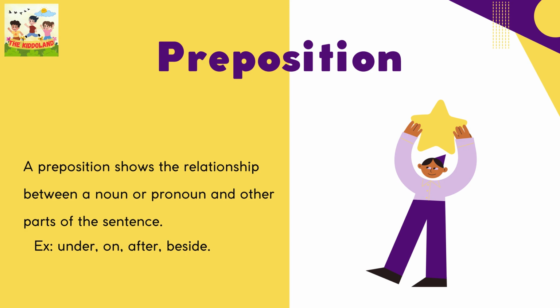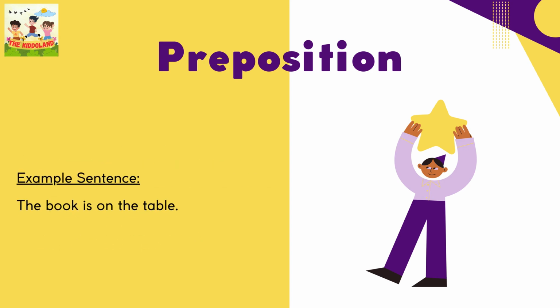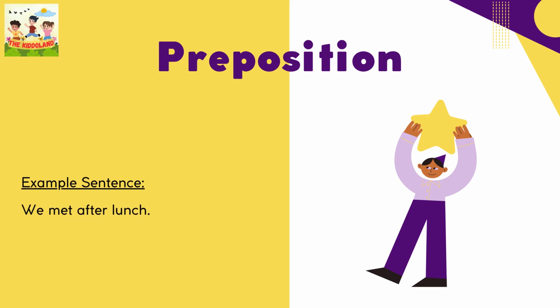Observe this. The book is on the table. The word on is the preposition showing the book's position. Now try this. We met after lunch. The word after is the preposition because it shows time.